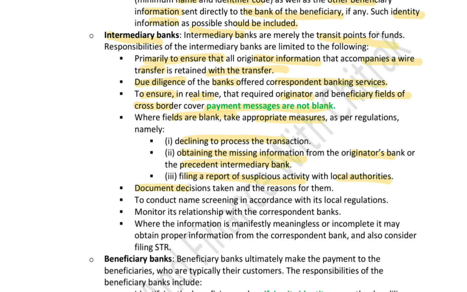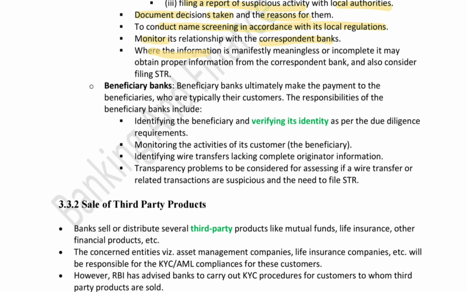Then the documents taken, and the decision for taking such documents and their reasons. To conduct name screening in accordance with its local regulations, and monitor the relationship with the correspondent bank. Where information is meaningless or incomplete, it may obtain proper information from the correspondent bank and also consider filing an STR.